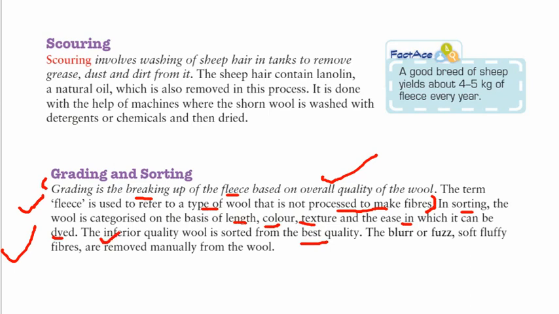Okay, the inferior quality wool, that is not of good quality, is sorted out from the best quality, and the burrs or fuzz or soft fluffy fibers that are not of good quality are removed manually from the wool. So this is basically the grading system and the sorting system of the wool. Clear?